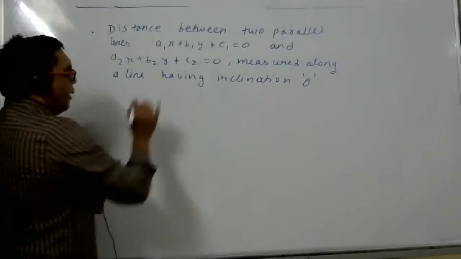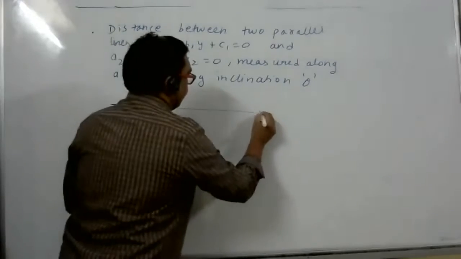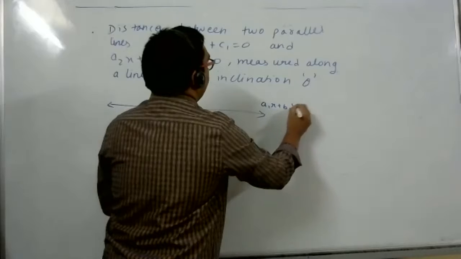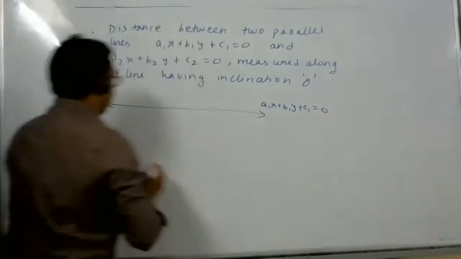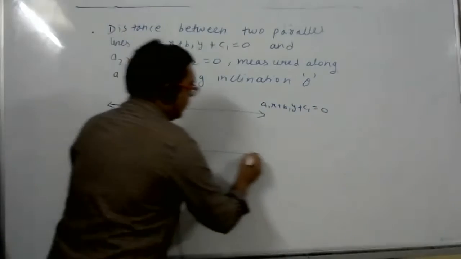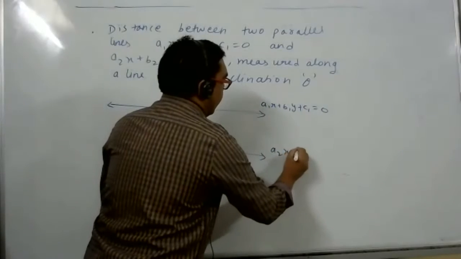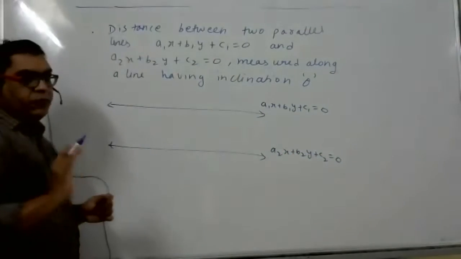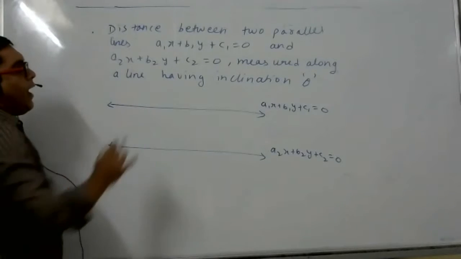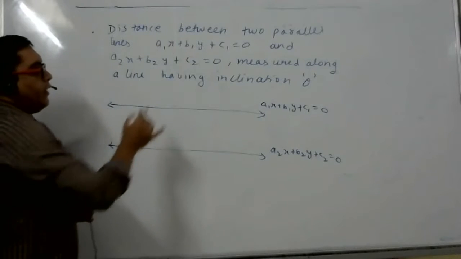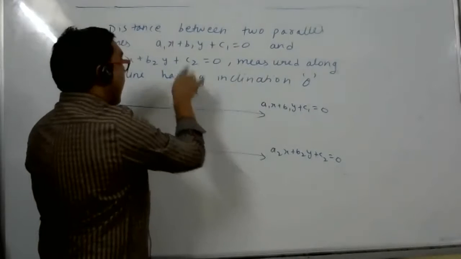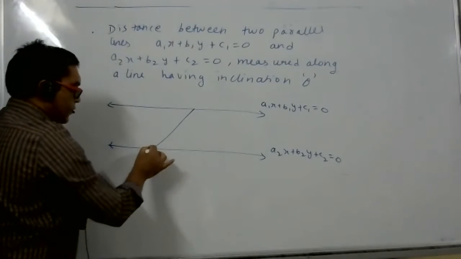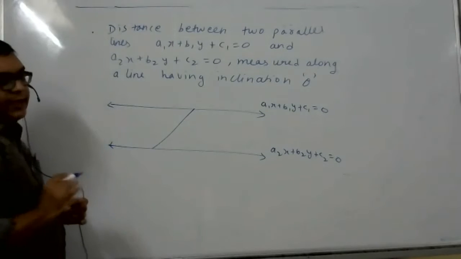Suppose, the meaning of this is, I will tell you, this is the first line, a1x plus b1y plus c1 is equal to 0. This is the second line, a2x plus b2y plus c2 is equal to 0. We have to find the distance, but the distance along a line which is making an inclination theta. Suppose we want to find this distance. Are you understanding or not?